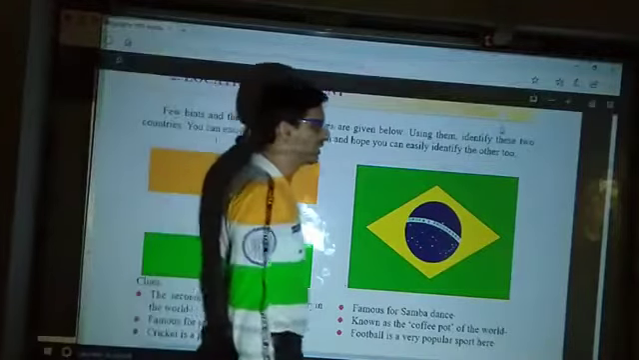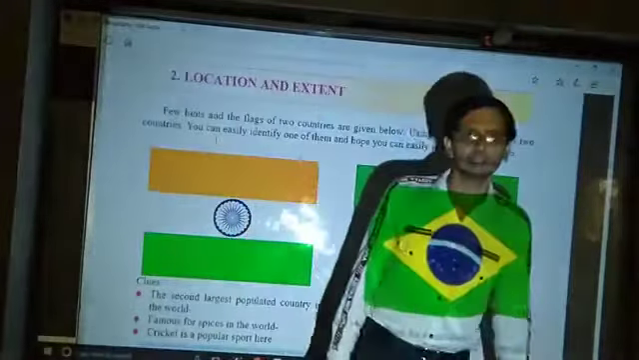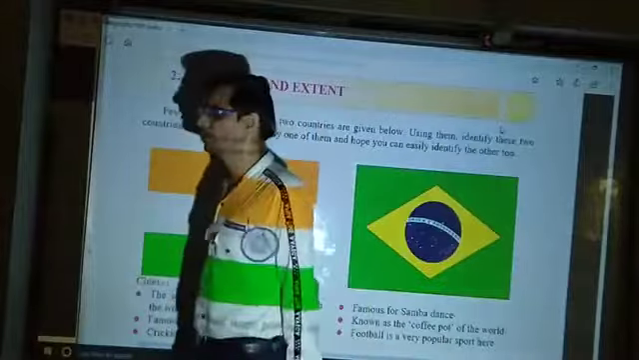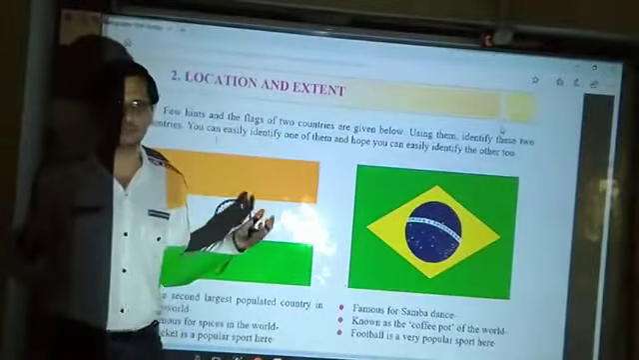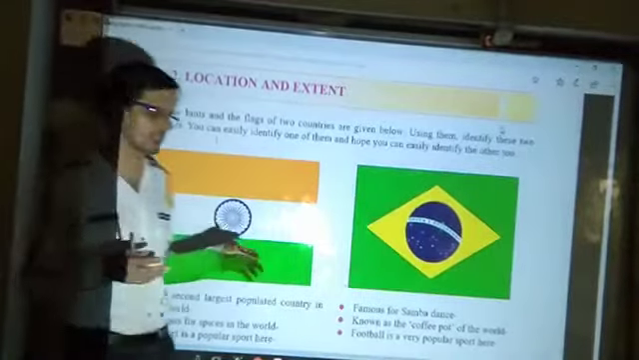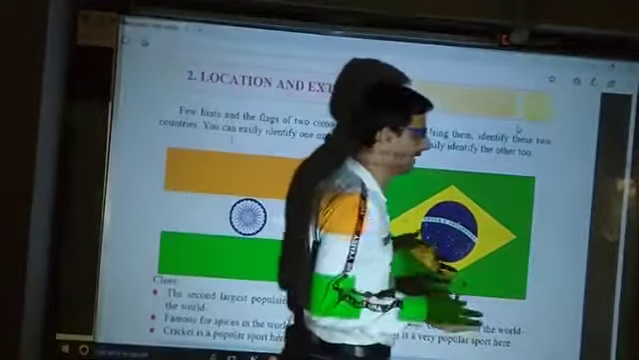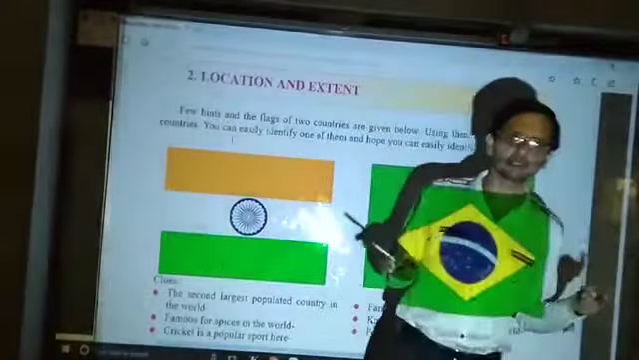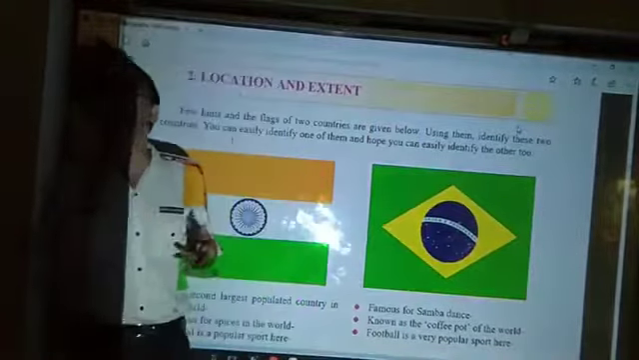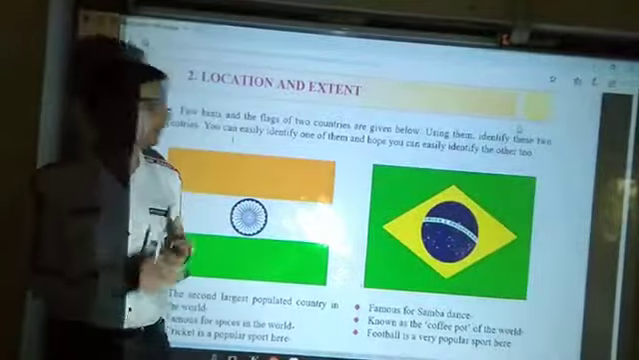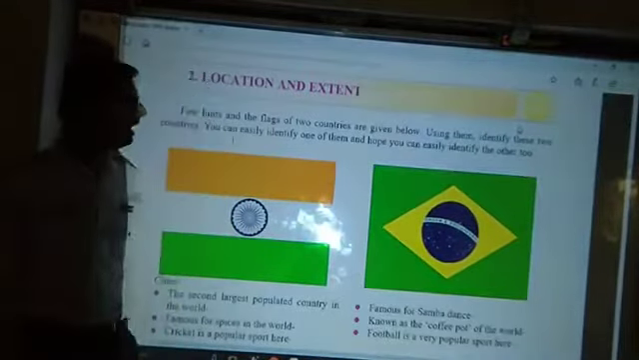Chapter number 2, location and extent. I have already told you in the previous lecture also that in the whole geography syllabus, we are going to study only about two countries. One is India and another is Brazil. So you can see here, location and extent.